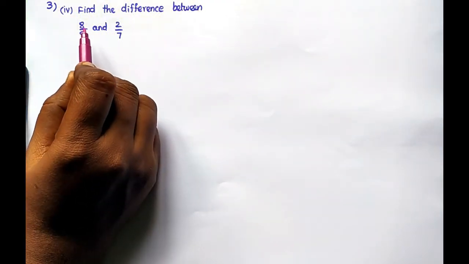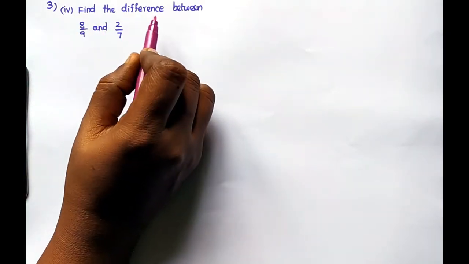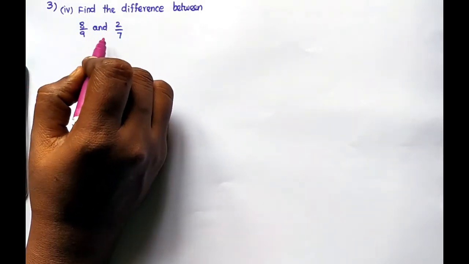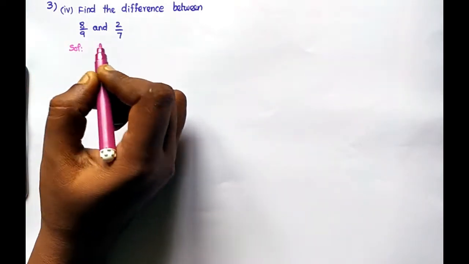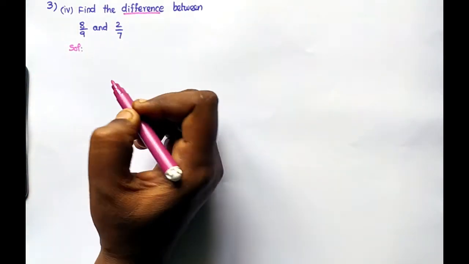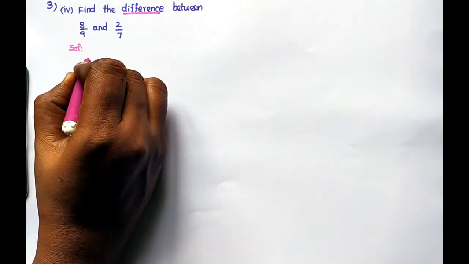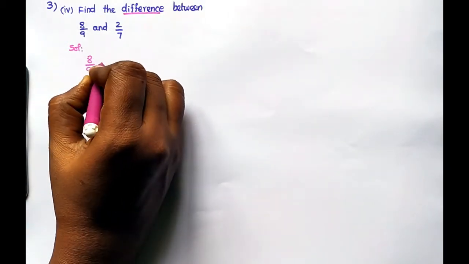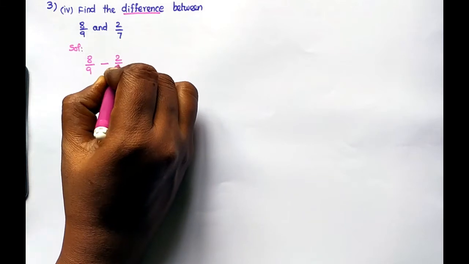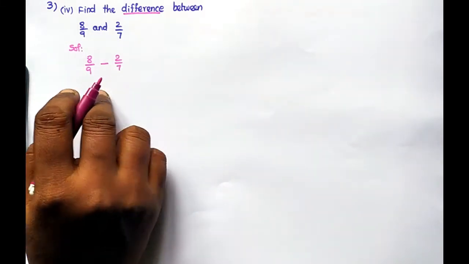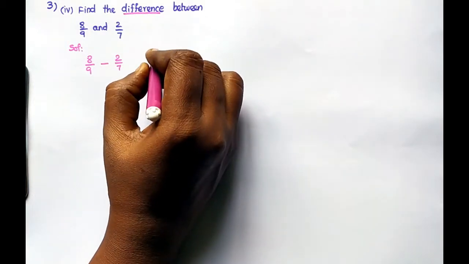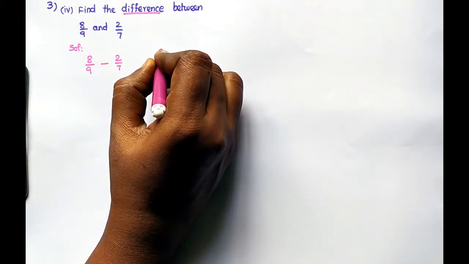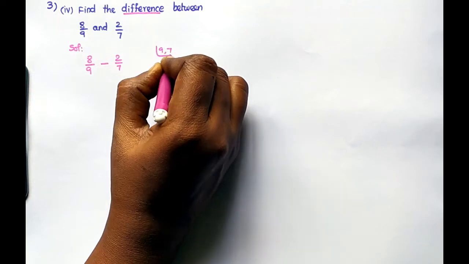Third sum, fourth subdivision. Find the difference between 8 by 9 and 2 by 7. Difference between means difference, that is subtraction. So 8 by 9 minus 2 by 7. First procedure, take LCM for 9 and 7. We get 63. We already know that.